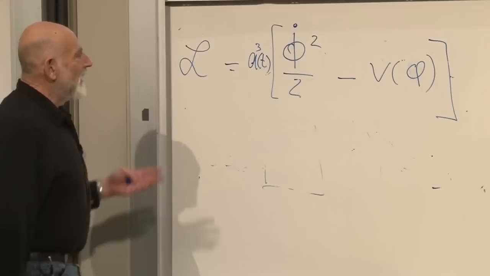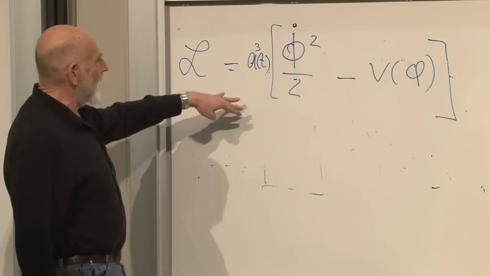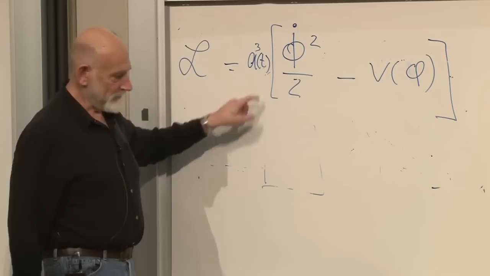Phi is like the coordinate. And here is the Lagrangian. The only new thing that wouldn't be there for an ordinary particle is this A of t. All right, so let's work out Lagrange's equations.